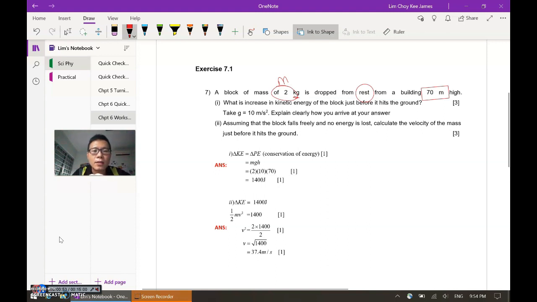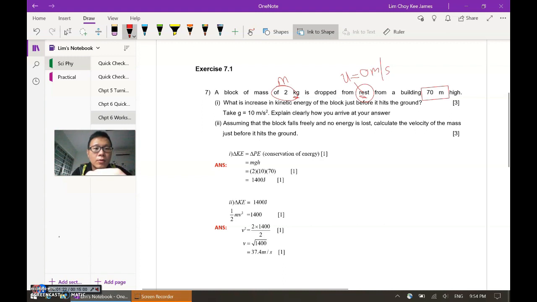The second key thing you look at in the question is the word rest. Rest usually has one implication: it tells us that the velocity at this instant is 0. To be exact, using the correct symbol, the initial velocity here will be 0 meters per second. If required, in chapter 2 kinematics, you will need to draw a speed-time graph, which means this object starts from the origin, time 0, velocity 0.